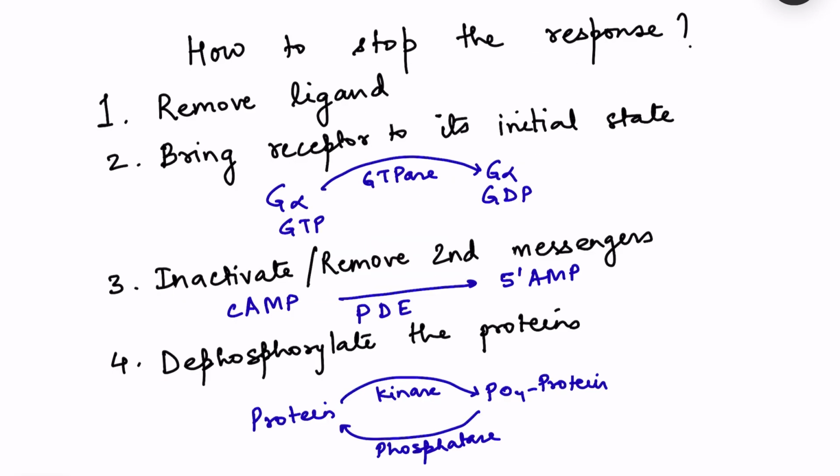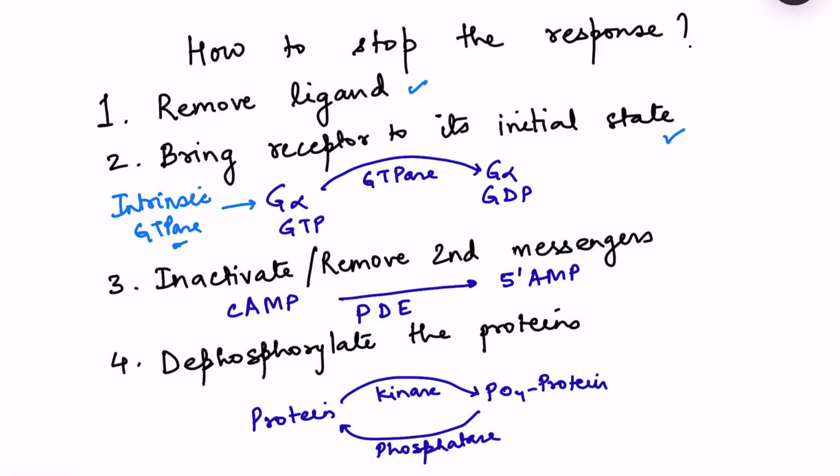Now coming to how the response is stopped. There are four fundamental mechanisms by which the response can be stopped. One, directly remove the ligand. Obviously when the ligand is removed, the receptor will be inactivated, and that will not lead to further cascade events. Second, bring the receptor to its initial state. For example, we have seen in G protein coupled receptor that G alpha after activation binds to GTP. This G alpha has an intrinsic GTPase activity.